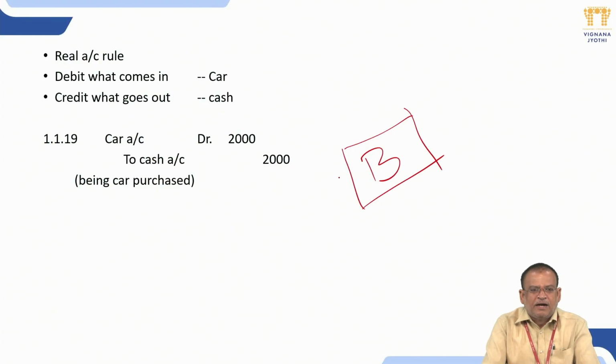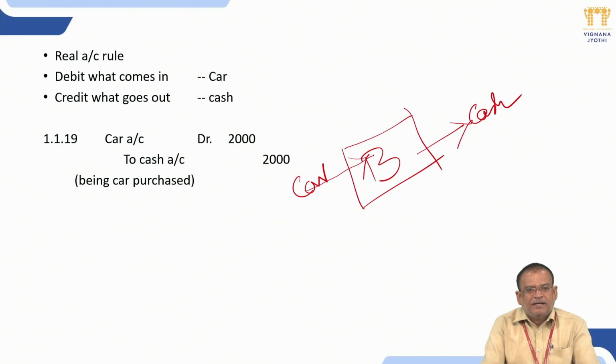Whenever you purchase a car, the car is coming into the business and cash is going out from the business. So apply the receiving aspect first. What is the receiving aspect to the business? Receiving a car, that comes under asset. So that comes under real account, on the debit side.